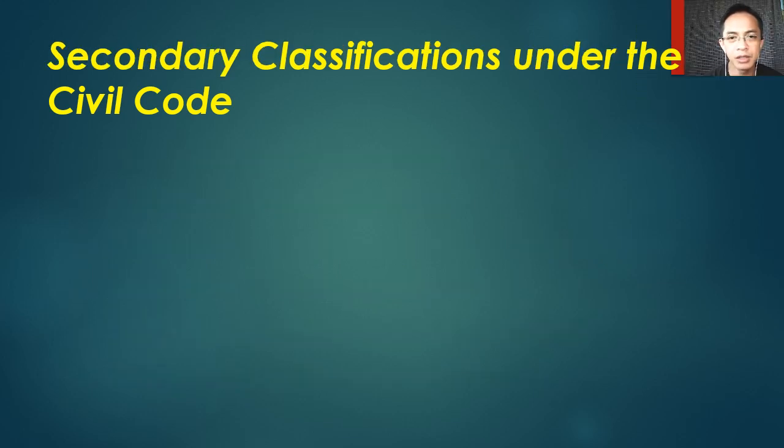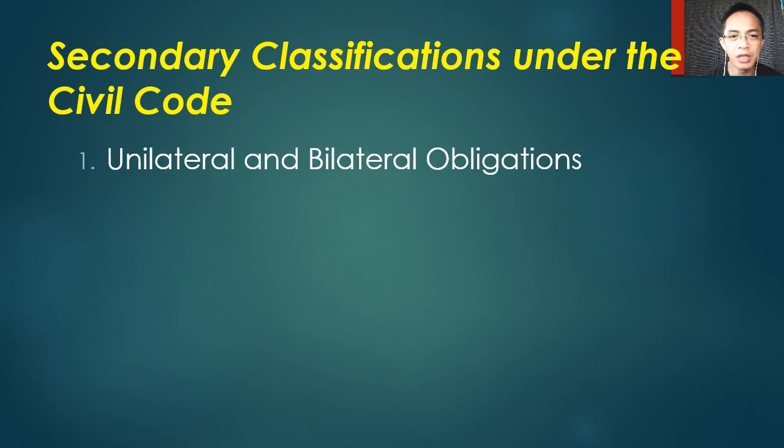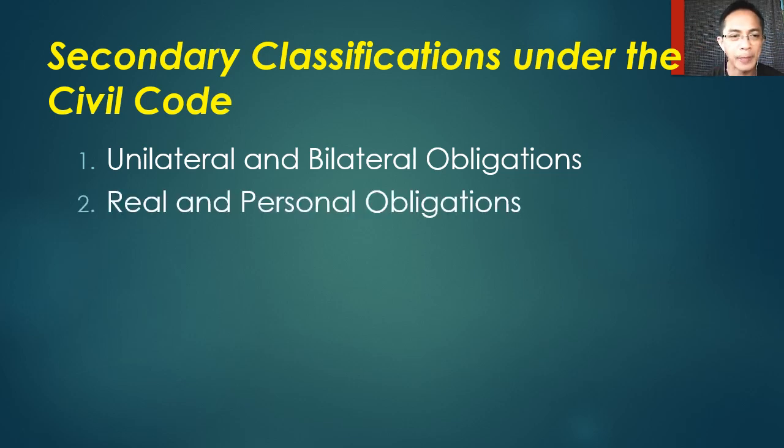And here are the secondary classifications. The unilateral and bilateral obligations. Okay. Unilateral class, kung isa lang ang may obligation sa parties. Bilateral if both parties have their own respective obligations. Real and personal obligations, discuss na natin ito. Real obligations, yung obligation na to give. A personal obligation is obligation to do and not to do.